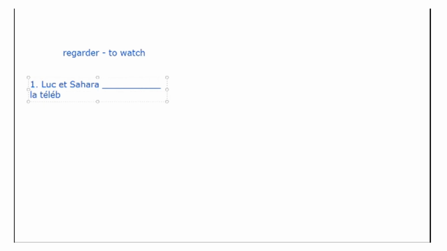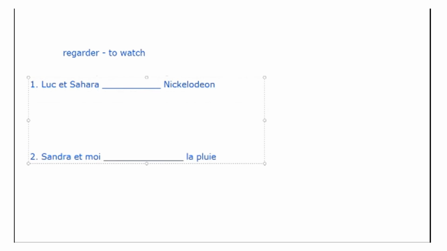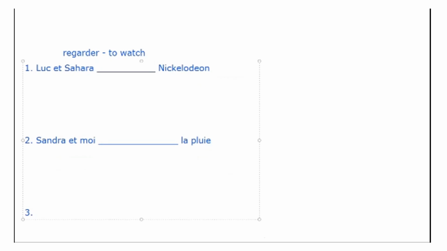Let me humor you. Nickelodeon. All right. That's 1, 2. What else are we watching and who is watching it? Miss, I'm watching the rain. Okay, la pluie. And what else are we watching? Miss, the time. Yeah, because you want to go home. Very lovely. Miss, we're already home. You're watching the time. We're regarding l'heure.